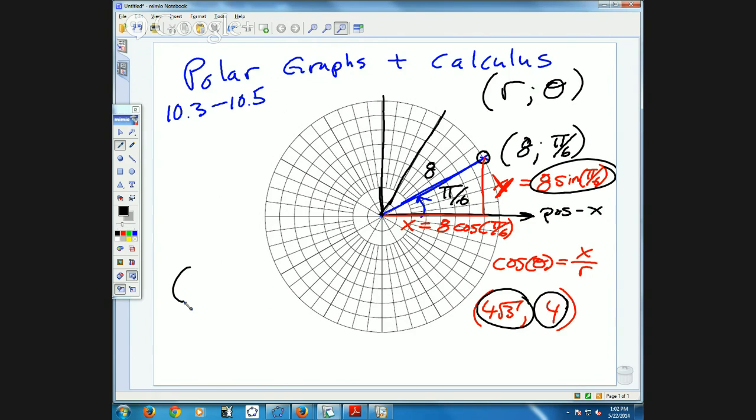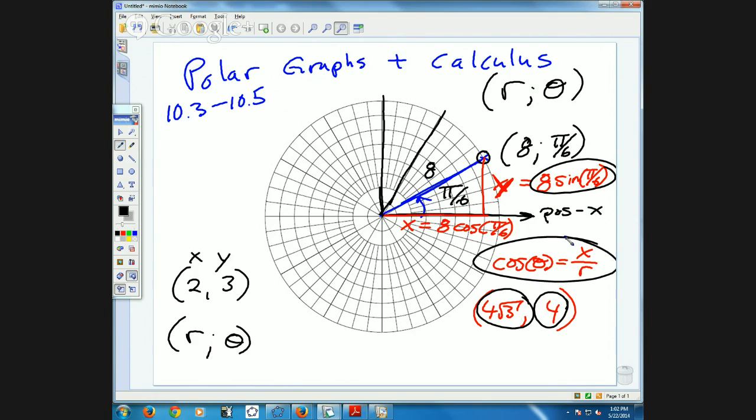So rectangular, let's take the point (2, 3), for example. I want to change that into polar, (r; theta). What relationships do we know between x and y, r, and theta? Well, we've got one of them here. We also know sine of theta is equal to y over r. What's another famous trig function that would be helpful? Tangent, yeah. We know that the tangent of theta equals y over x.